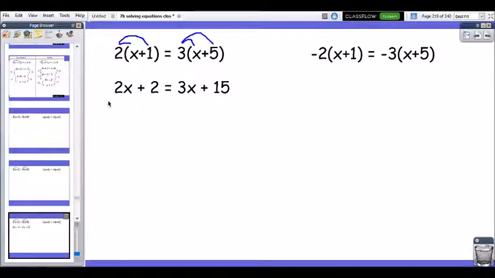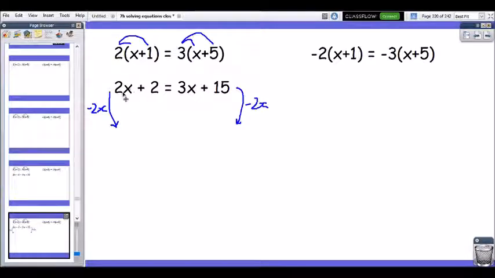So now there are x's on both sides of my equation, but I don't want that. I just want x's on one side of my equation. So I need to choose one of these groups of x's to eliminate. Let's get rid of this 2x. If I get rid of this 2x, there will only be x's on one side of my equation. So what's the opposite of a positive 2x? I'm going to take away 2x from both sides.